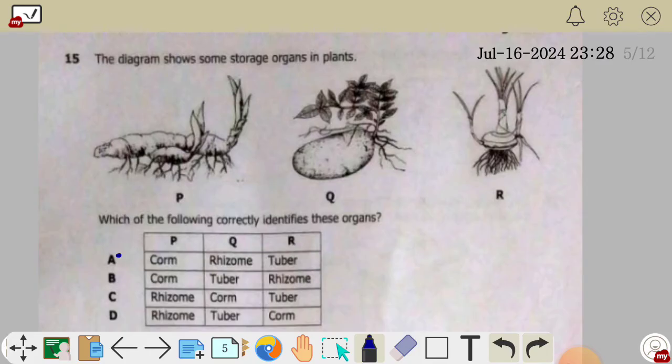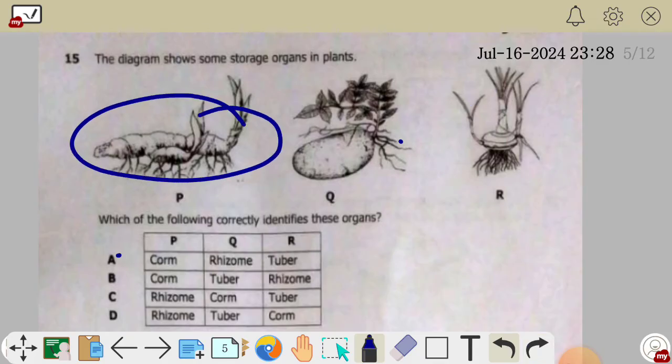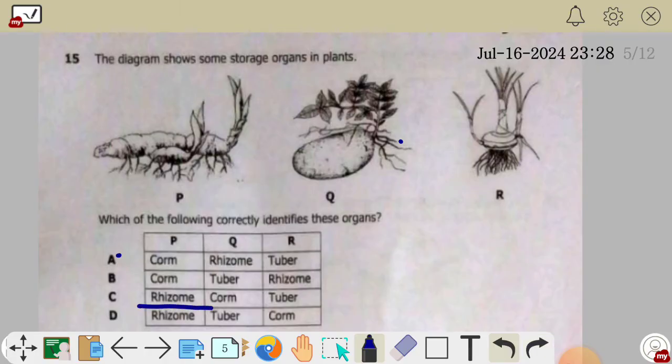So the correct answer here, we know that this is a tuber, and this is a corm, and then this is a rhizome. So we have rhizome in P, and then we have a tuber in Q, and we have a corm in R. So the correct answer here is D. So this is a tuber, then the rhizome is this one, which is P, and that one there is a corm. So the correct answer is D for question 15.